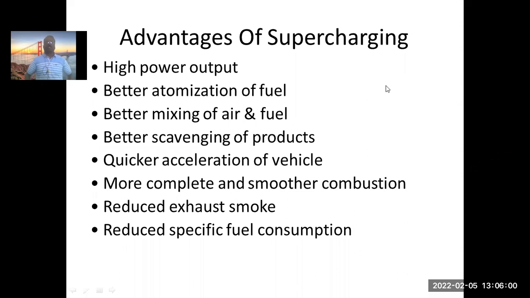Once we have understood what supercharging is and what we do in supercharging, I think it is easy to understand the advantages. High power output. The power output of the engine increases. Why does it increase? Obvious, right? It is obvious. More air, more oxygen, more fuel can be burned, and more fuel burned means more power produced by the engine. Okay, that means higher output.